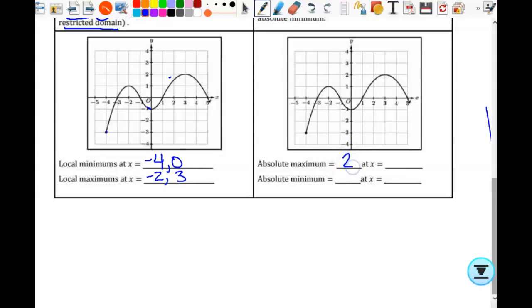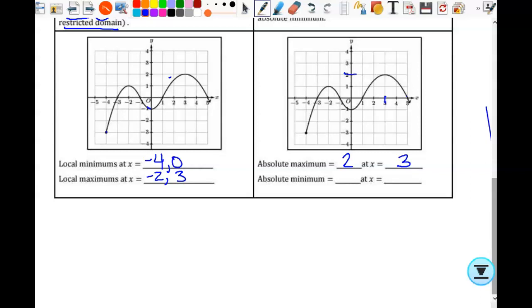2 at x equals 3. Okay? So this is the absolute maximum value. This is the place where it's at. Okay? Now, absolute minimum value, is that -3?